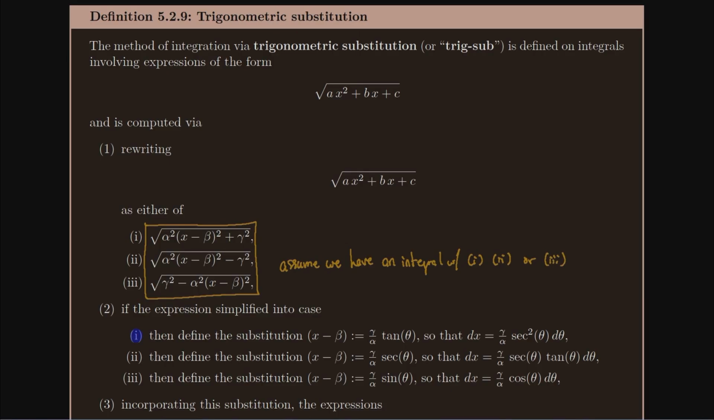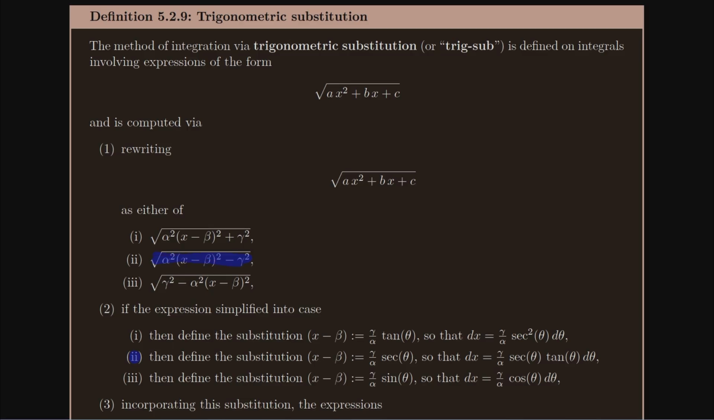Well, in case 1, we're going to define a substitution. Now, this is just like u substitution, but it looks uglier. This is why we call it trigonometric substitution. We're going to substitute a trigonometric function in for x instead of just u in for x. Okay, so we're in case 1, the first case up above. We're going to substitute for x minus beta, which we know is always in my formula. Whatever that x minus beta is, we're going to replace it with gamma over alpha tangent of theta. And if you do this, you find out that dx, the very last part of your integral, has to be replaced with gamma over alpha secant squared of theta d theta.